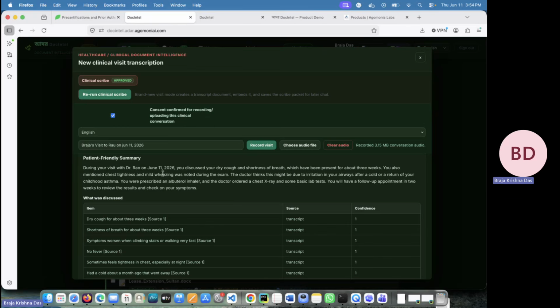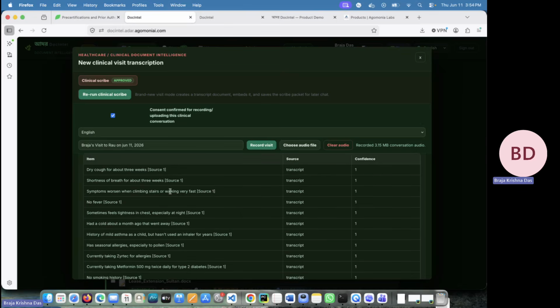During your visit with Dr. Rao on June 26, you discussed your dry cough and shortness of breath, which had been present for about 3 weeks. You also mentioned chest tightness and mild whistling was noted during this time. See, it's the way the patient would like the summaries. It creates that kind of summaries as well.